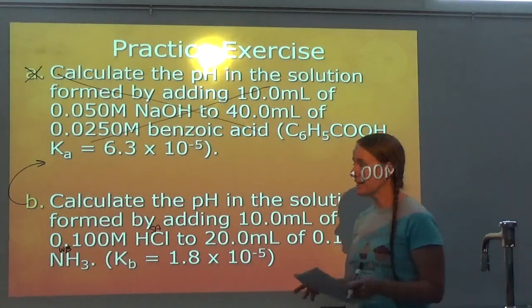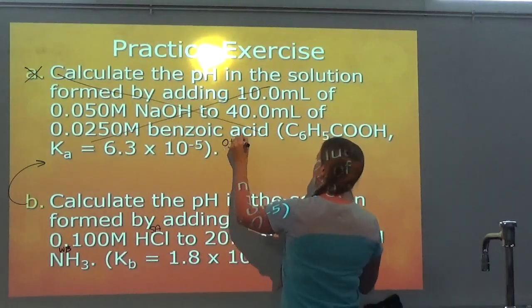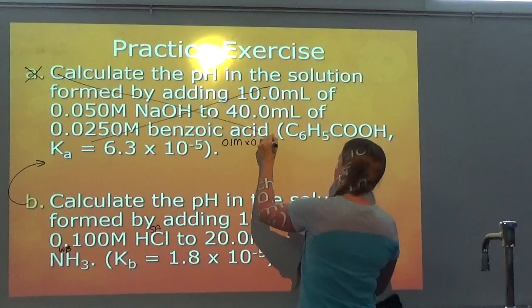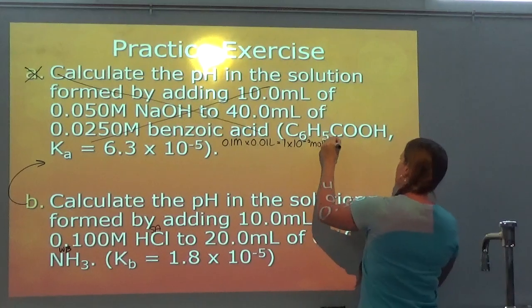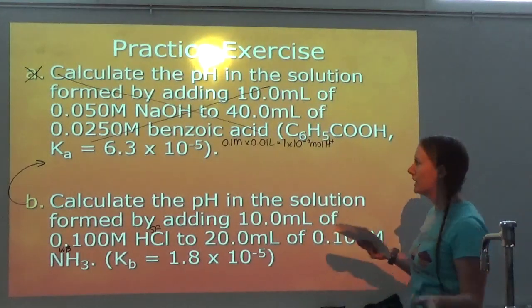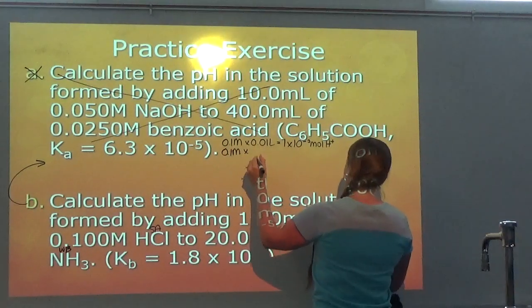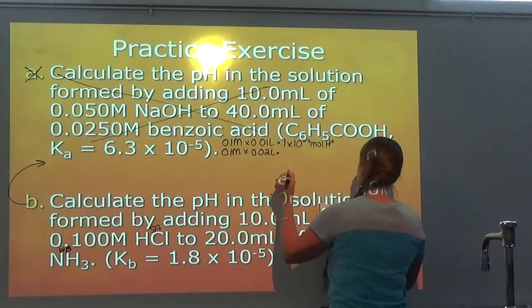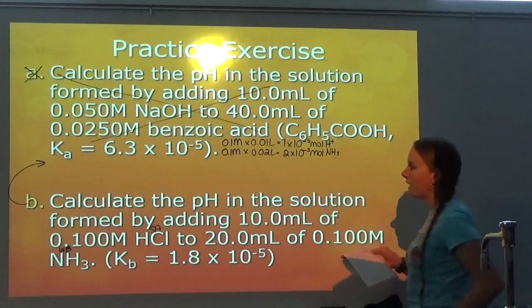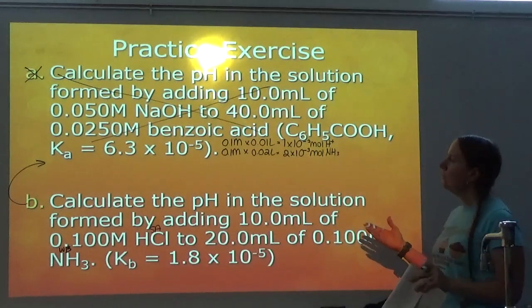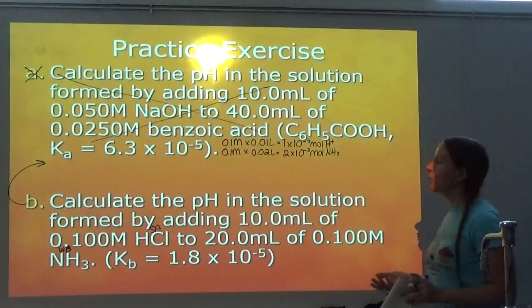Alright, so first, start out the same way. I have to figure out moles of everything first. I have 0.1 molar of my acid times 0.01 liters, and so I got 1 times 10 to the negative 3 moles of my H plus, because it's a strong acid, so I know it's fully going to dissociate. Then for my base, I have 0.1 molar NH3 times 0.02 liters, so I have 2 times 10 to the negative 3 moles of my NH3. For this one, I can see that I have more of my base than my acid. That's what I'm working with here.